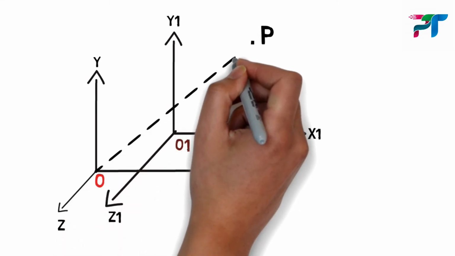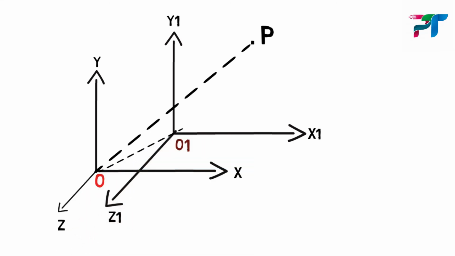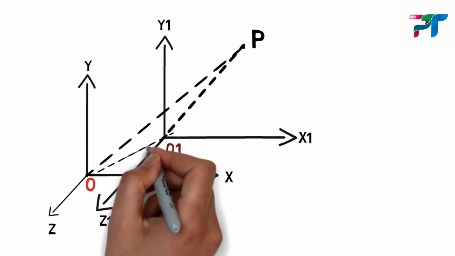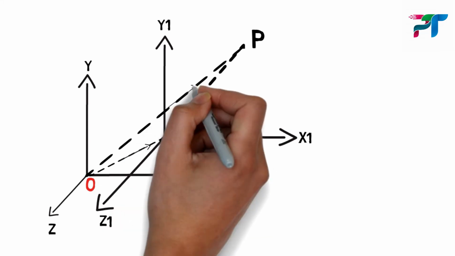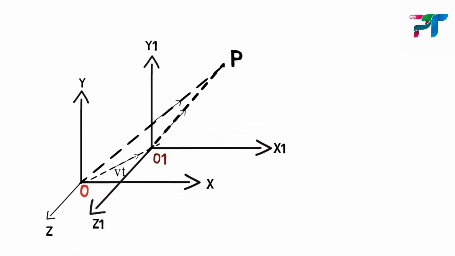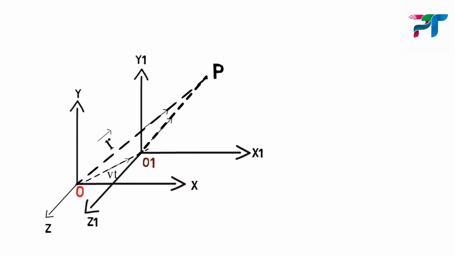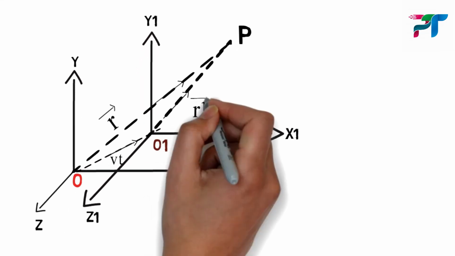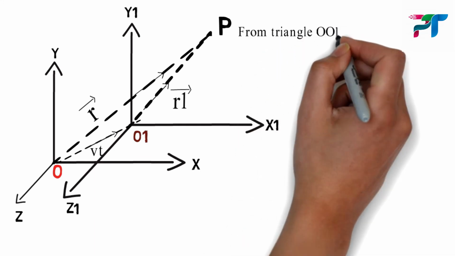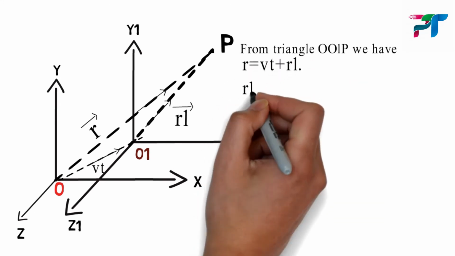Draw the position vectors OP, OO1 and O1P. Represent this in vector form. OO1 is represented as Vt, OP as R vector, and O1P as R1 vector. From triangle OO1P, we have Vt plus R1 equal to R, so R1 equal to R minus Vt, and T1 equal to T.